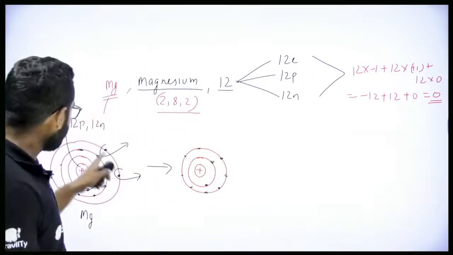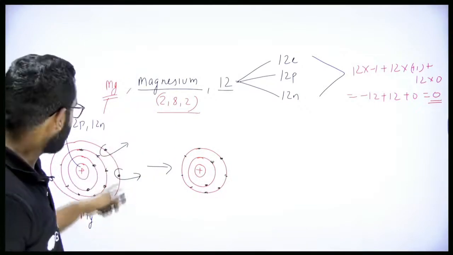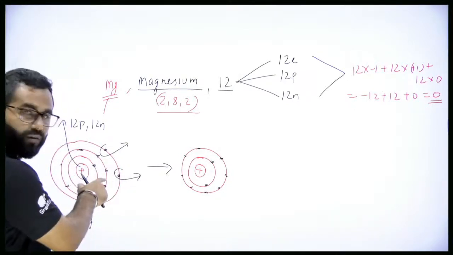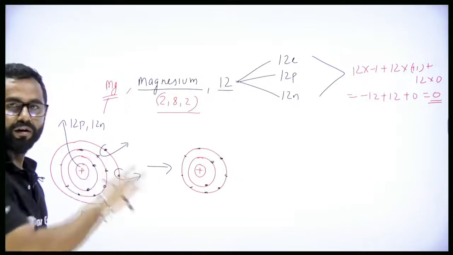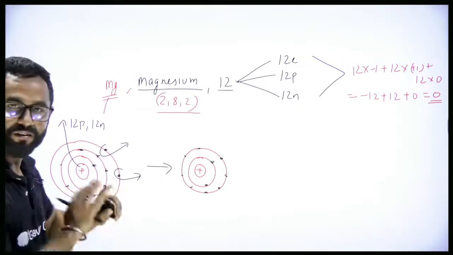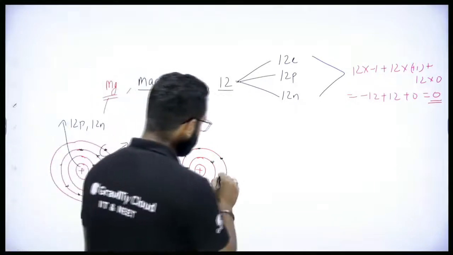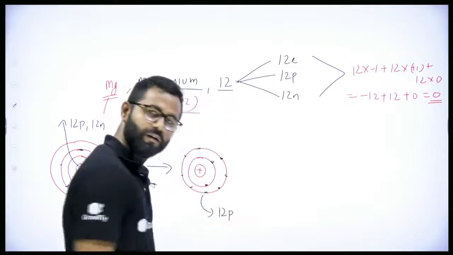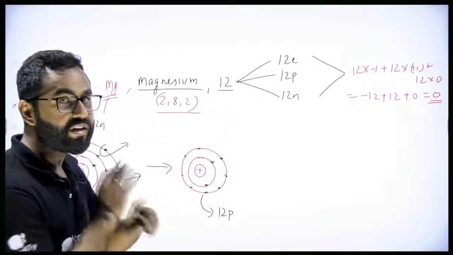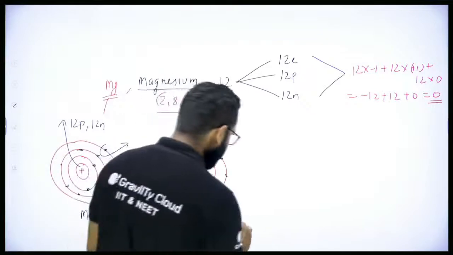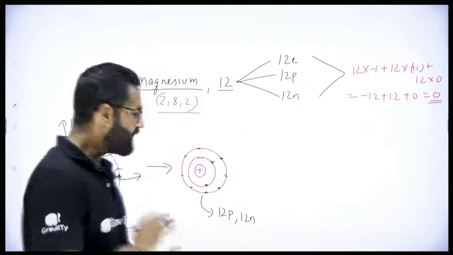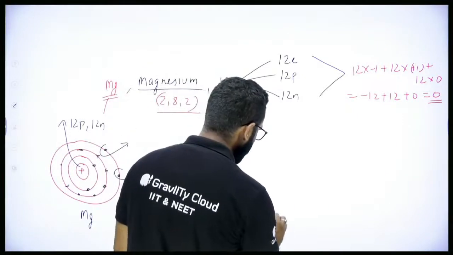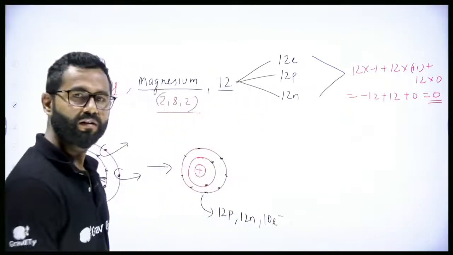Since we have removed the last 2 electrons, only 2 shells are left. This one and this one, because this shell is gone. Now this species has 12 protons, because protons are inside the nucleus and we did not touch the protons. It has 12 neutrons, because we did not touch the neutrons either. But it now has 10 electrons.